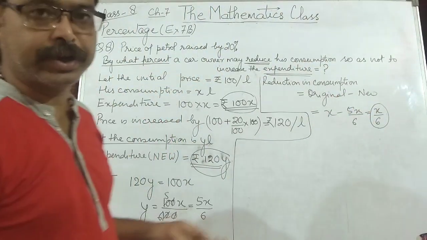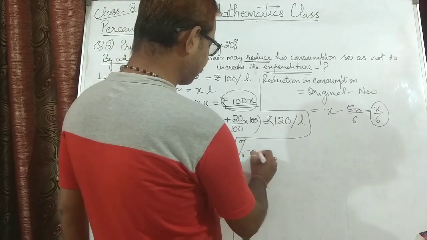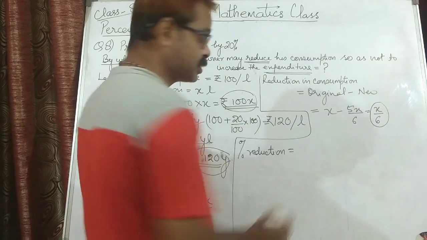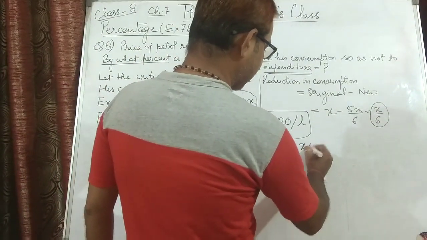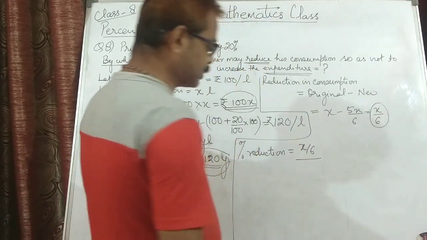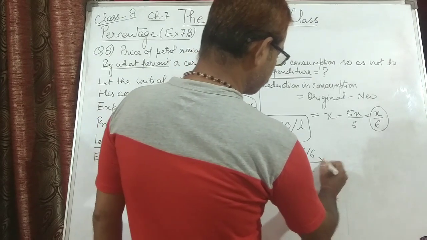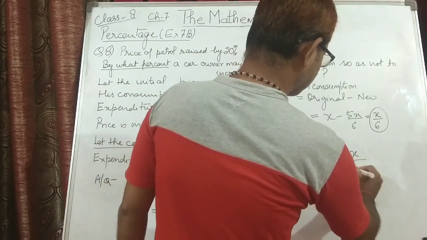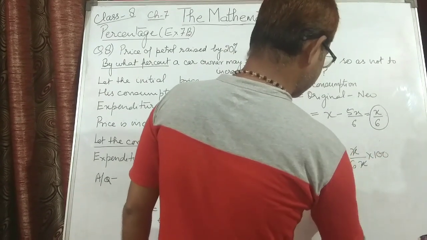Now we have to convert it into percent. So you know, percentage reduction is equal to the change or reduction or increase. So how much is the change or reduction? X upon 6. The original consumption was x, into 100. So this can be written as x upon 6x into 100. X and x cancel.